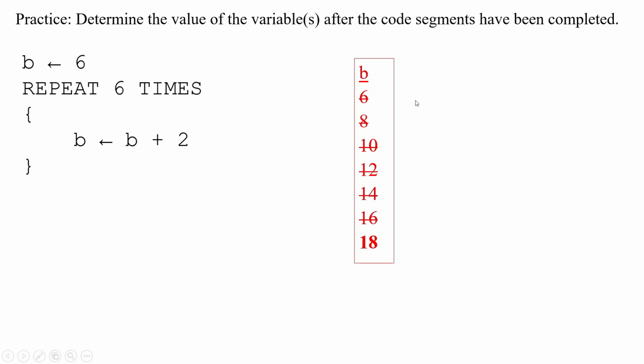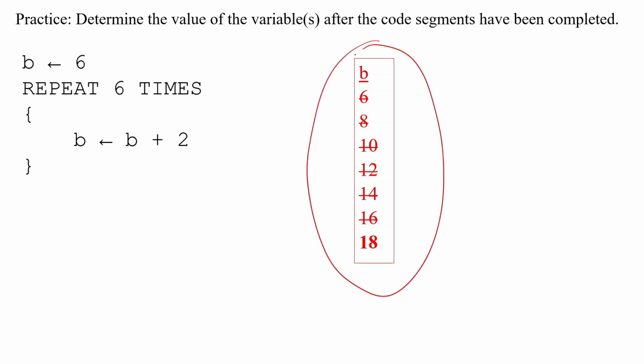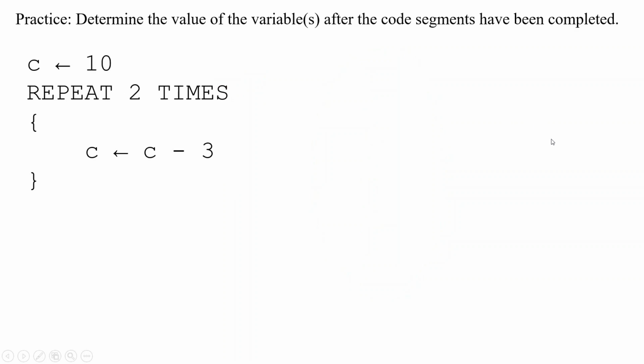Using a trace like this, on a scratch sheet of paper or off to the side, can really help you keep track of your variable as it changes throughout the loop. You'll also see me start making tallies. I use tallies to keep track of how many times a loop has run. So if I need to repeat 6 times and I want to make sure that I'm keeping track of 6 times, you can also make a tally to help you go through that. Here, I repeat 2 times this statement inside. C starts with the value of 10.